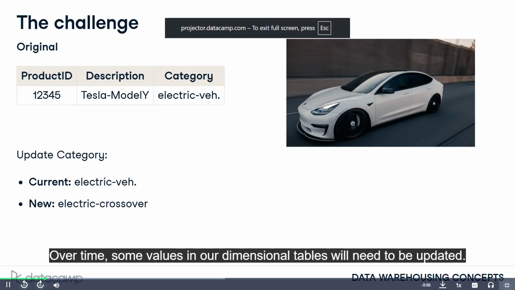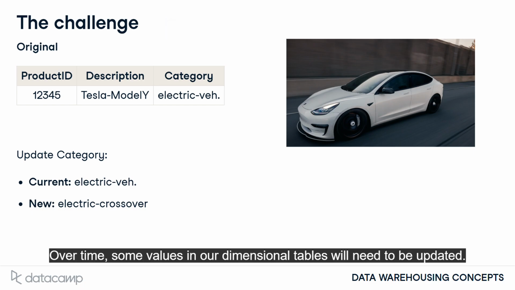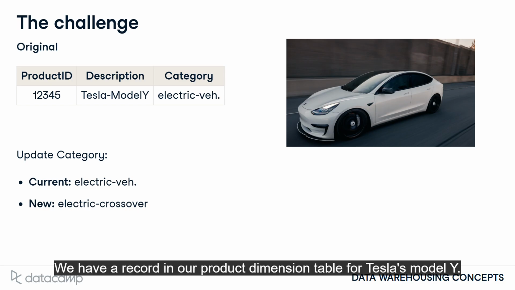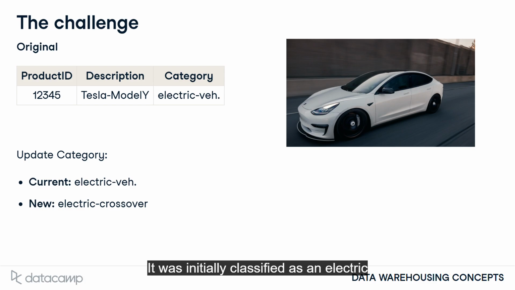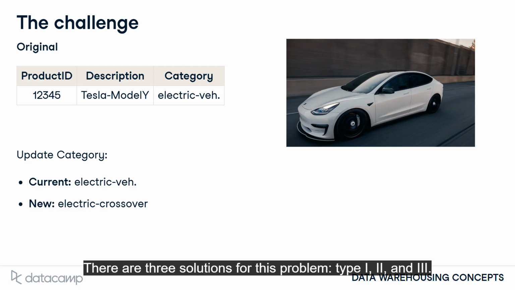Over time, some values in our dimensional tables will need to be updated. For example, imagine we are working on a data warehouse for a used car dealership. We have a record in our product dimensions table for Tesla's Model Y. It was initially classified as an electric vehicle, but now we want to update the value to something more descriptive: electric crossover. There are three solutions for this problem: type 1, 2, and 3.